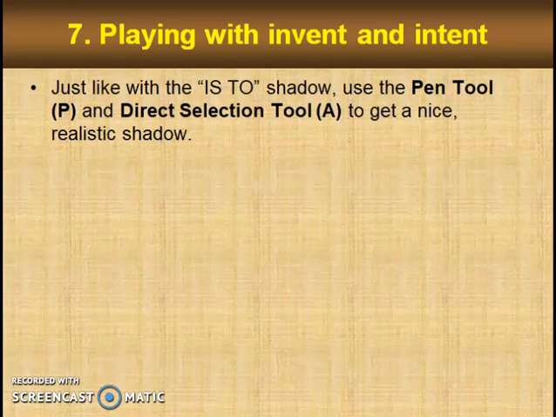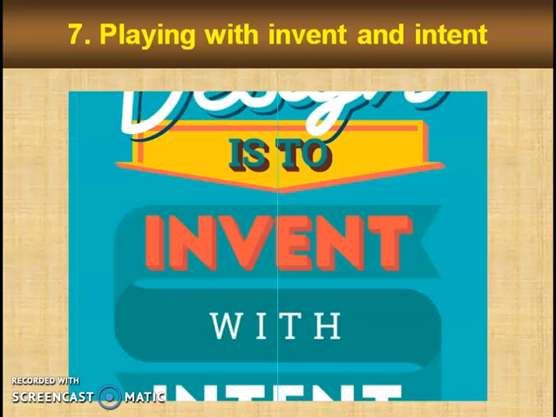Just like with the shadow, use the pen tool P and direct selection tool to get a nice realistic shadow. You can see in this preview a nice, realistic and creative shadow. It's an interesting preview.